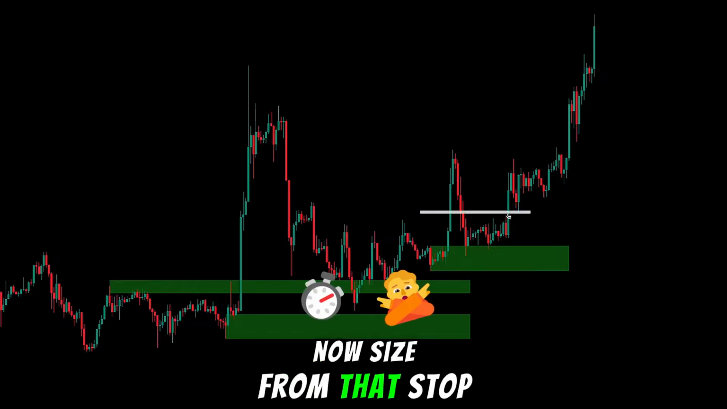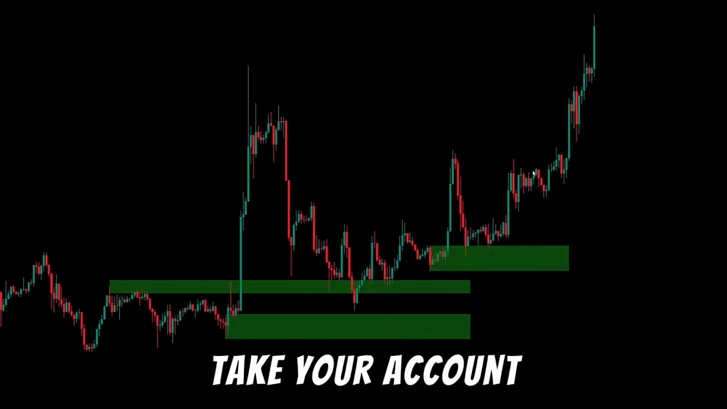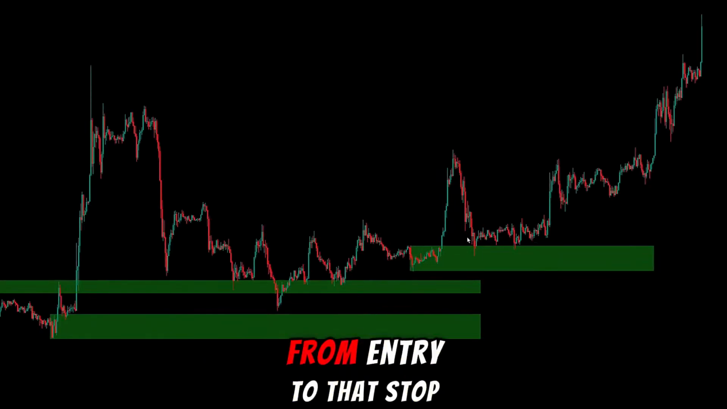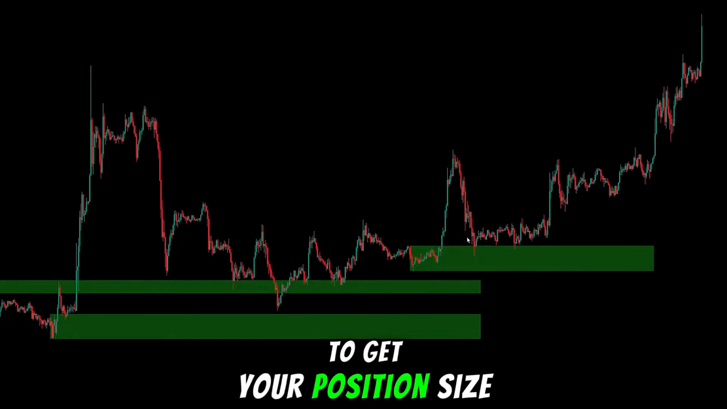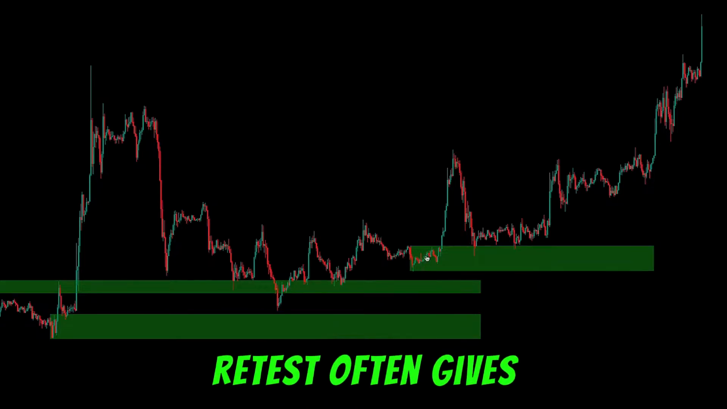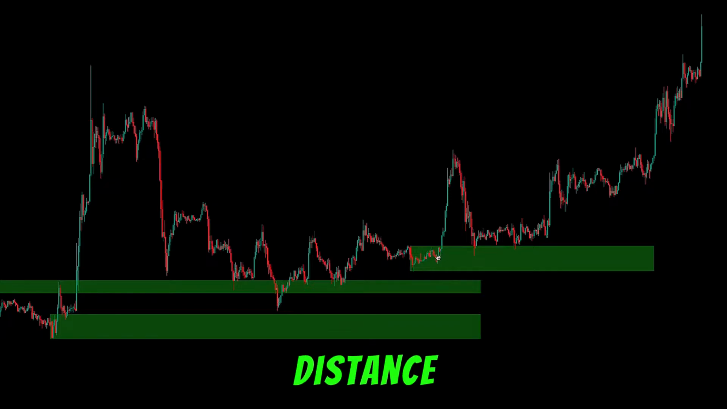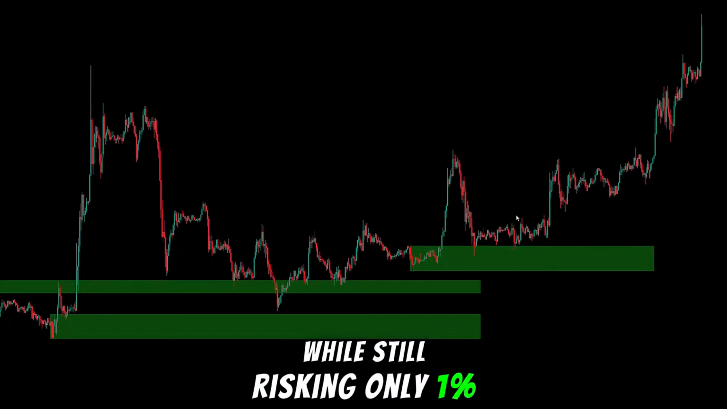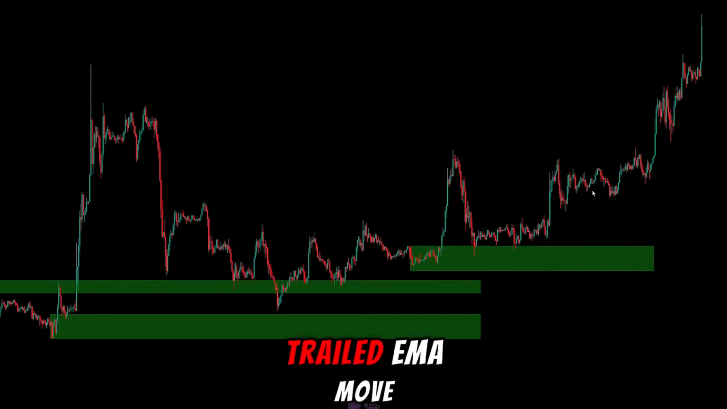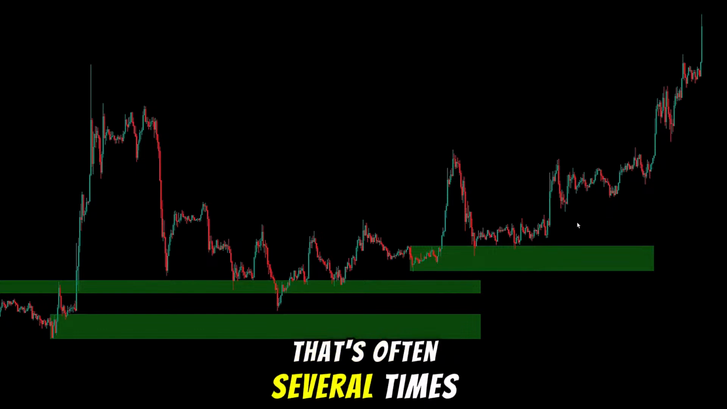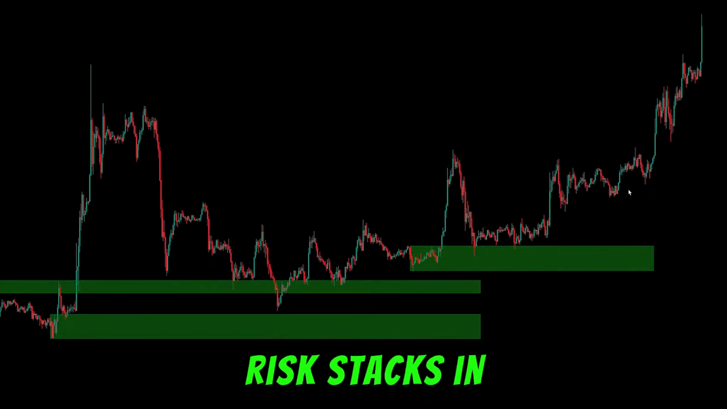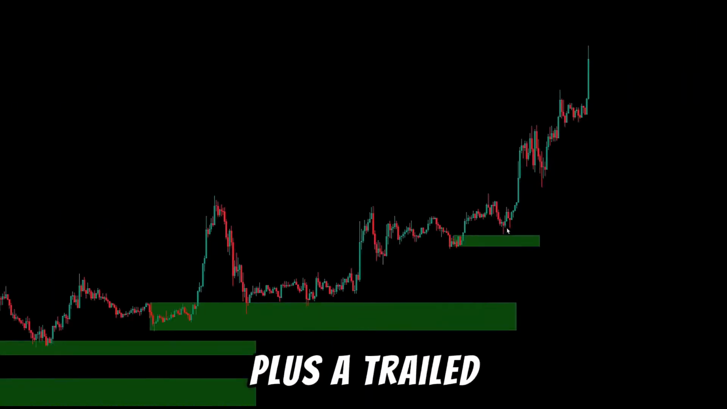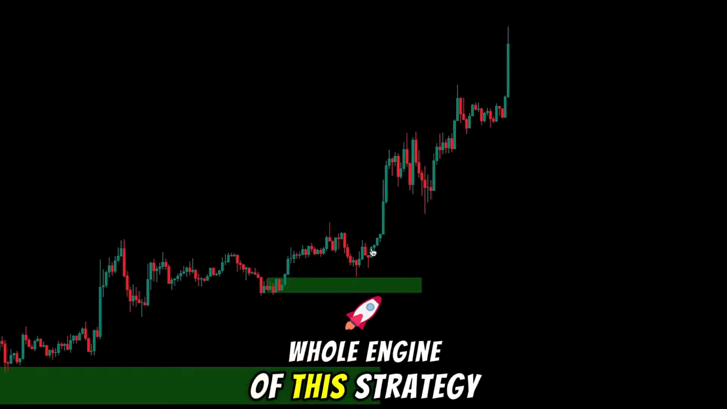Now, size from that stop, don't guess. Take your account, decide your risk, 1 to 2%, and divide by the distance from entry to that stop to get your position size. A tight VWAP retest often gives a small stop distance, which means you can hold a sensible size while still risking only 1%. And because your target is a trailed EMA move that's often several times your risk, the reward to risk stacks in your favor. Small, defined risk plus a trailed winner is the whole engine of this strategy.